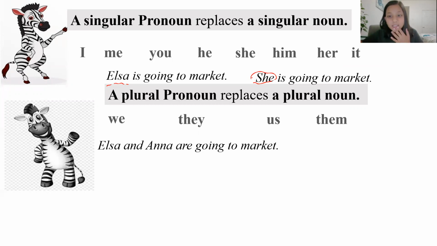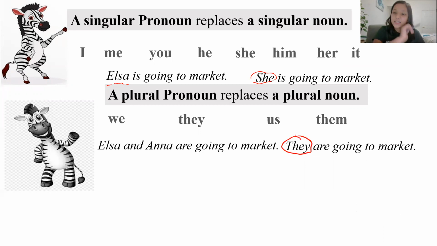So instead of saying this, we could say they. They are going to the market because they refers to both Elsa and Anna. And because Elsa and Anna are nouns, they're more than one. So there's a plural noun. So they would be a plural pronoun.